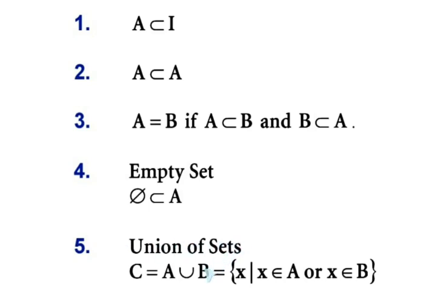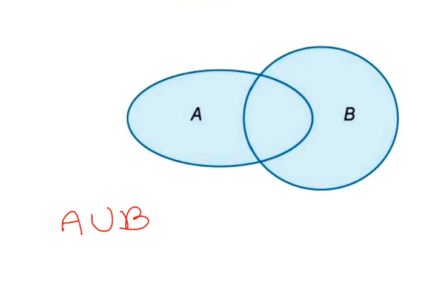So union of sets, C equal to A union B. That means one element is in A and another element is in B. We can say that A union B is equal to the set of X such that X belongs to A or X belongs to B.